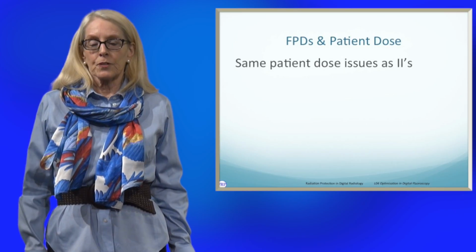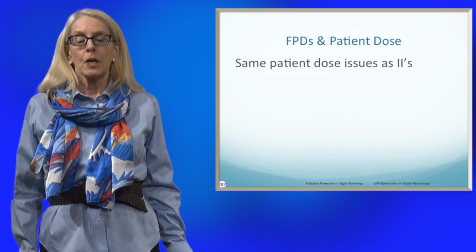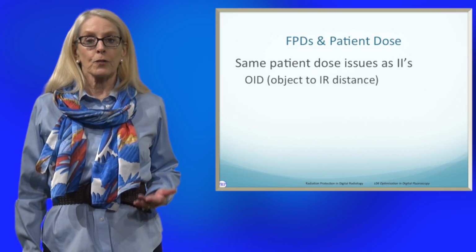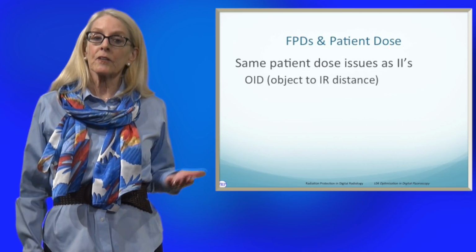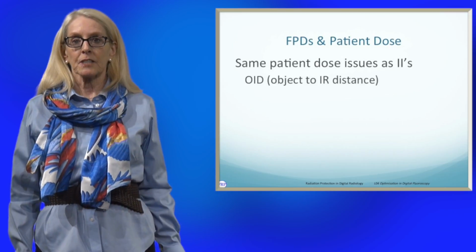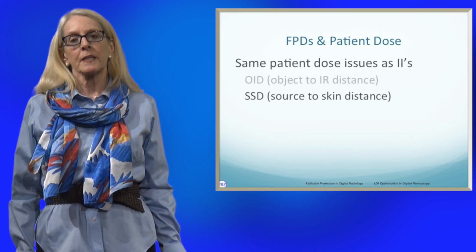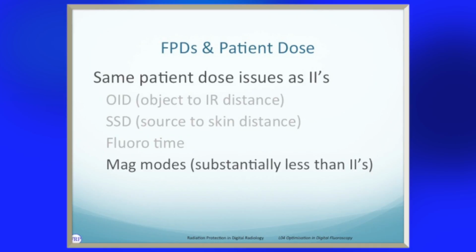They do have the same dose issues as far as their patients are concerned as the IIs do. You have to worry about keeping your OID exactly what it should be so you don't increase the amount of dose to your patient. You want to make sure that your flat panel detector is as close to the part or to the person as possible. Your source to skin distance has to be accurate, and you want to keep your fluoro time as low as possible. You can use your mag modes as well, and the good news again is that they use substantially less dose than the IIs do. And pulse modes are also available.